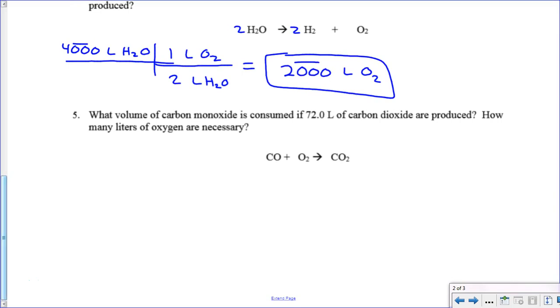For problem number 5, it says what volume of carbon monoxide is consumed if 72.0 liters of carbon dioxide are produced, and how many liters of oxygen are necessary? So this is one of those problems where I ask you 2 questions in one, so we'll approach them each in turn. First, we'll do what volume of carbon monoxide is consumed. All right, so we start with 72.0 liters of carbon dioxide.